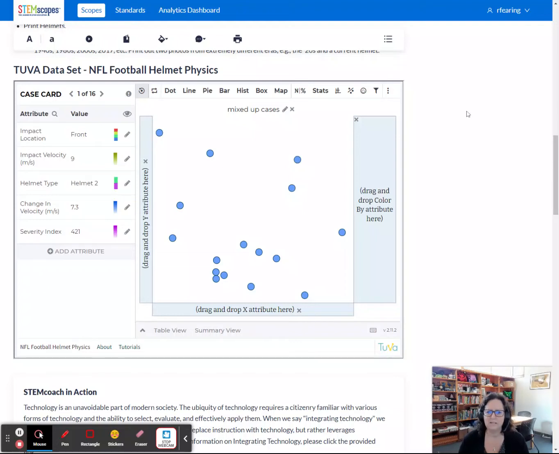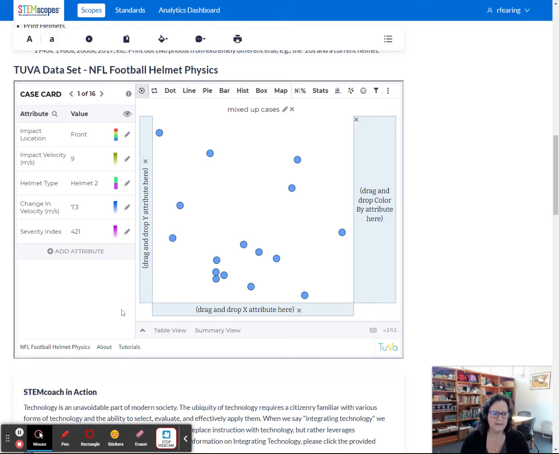Hi, everybody. Here is some information to help you complete the activity called helmet physics. So you're going to be looking at a data set, and we look at data in science because that is what scientists do, and that's what we all do in the world to figure out information and to make decisions. So that's why we're spending time using these data sets, the TUBA data sets, and this one's for helmet physics.